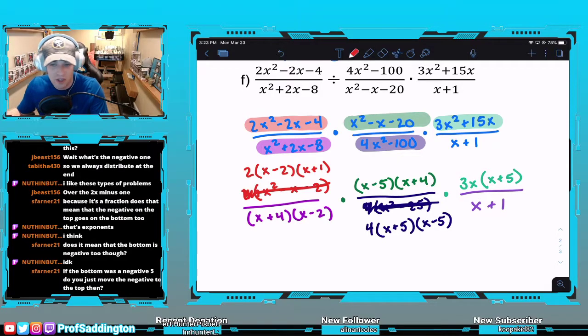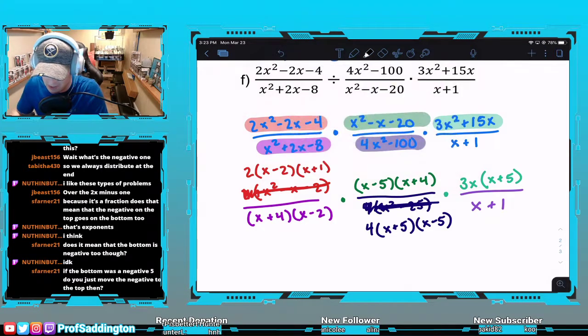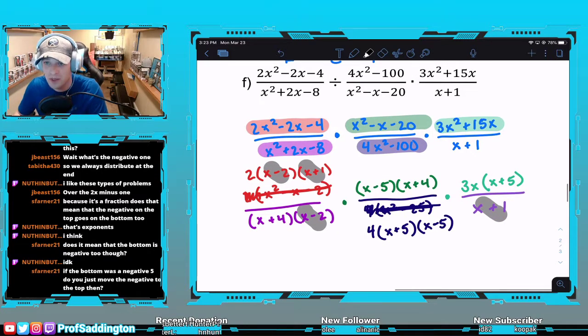Now, just like all the other ones that we've been doing, all we have to do is see if there's anything that's exactly the same on the top and bottom. In this case, I'll use black to cancel out this time. I can look at x minus 2. I do have an x minus 2 on the top, and I have an x minus 2 on the bottom. They're gone. Next one's x plus 1. I do have an x plus 1 here, and if you go all the way to the third fraction, you do have an x plus 1 on the bottom over there. So those cancel out as well.